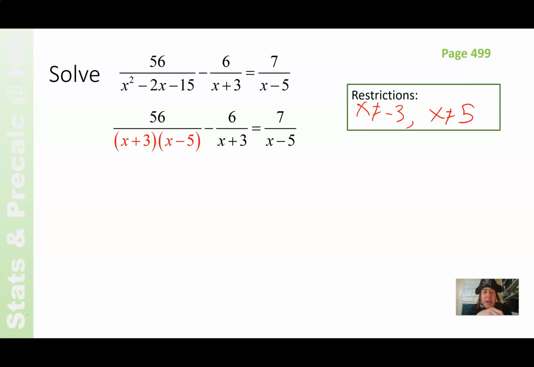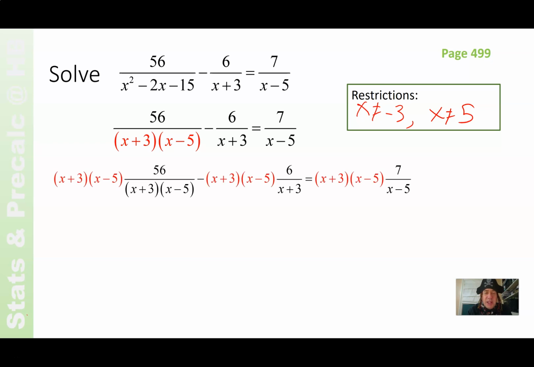There we go. All right, there's your common denominator. Method 1, working our way through, multiplying through by the common denominator. Multiply both sides by x plus 3 times x minus 5. In this case, on the left-hand side, the x plus 3 cancels the x plus 3. The x minus 5 cancels the x minus 5. The second term, x plus 3 and x plus 3 cancel. And you are left with 56 is the only thing left from this side.